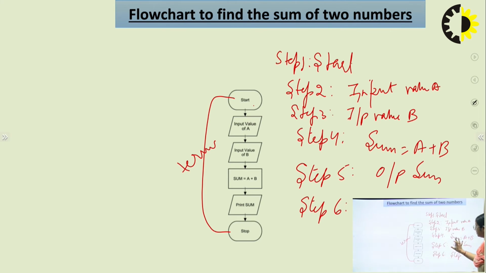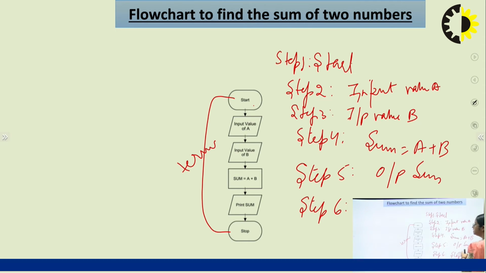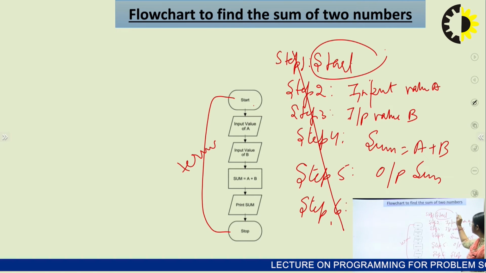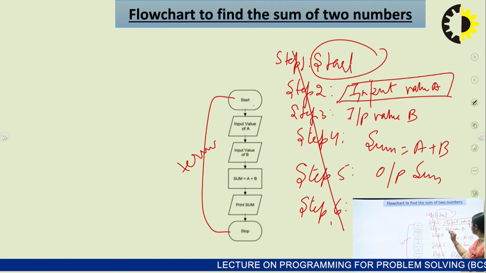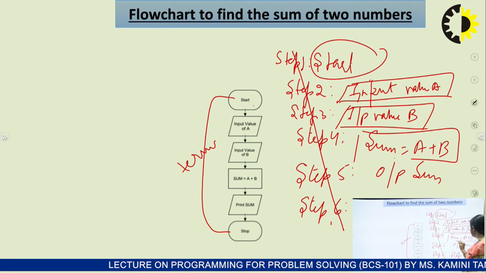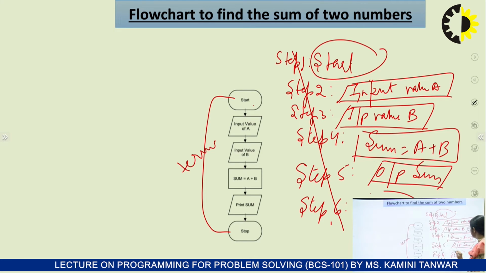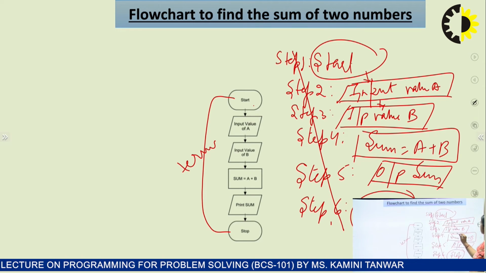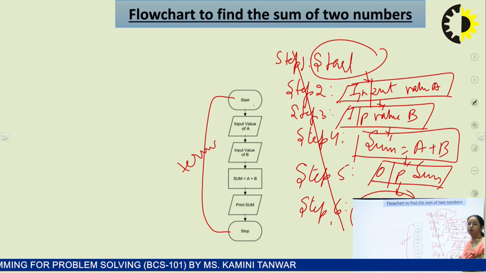As you compare our algorithm with the flowchart, what we are doing here is converting these steps into symbolic form, or you can say graphical form. If you remove these steps, you can convert them into a symbolic representation, like this. So this algorithm is converted into the flowchart. This is the example of a flowchart.